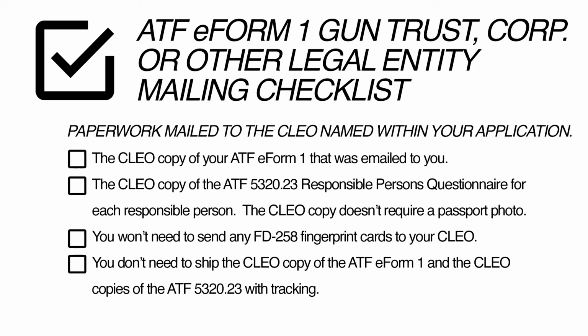The CLEO copy of your ATF eForm 1 that was emailed to you. The CLEO copy of the ATF 5320.23 Responsible Persons Questionnaire for each responsible person. The CLEO copy doesn't require a passport photo. You won't need to send any FD 258 fingerprint cards to your CLEO. You don't need to ship the CLEO copy of the ATF eForm 1 and the CLEO copies of the ATF 5320.23 with tracking. After your cover sheet and fingerprint cards are received by the ATF, your application is considered to be submitted. Once approved, the ATF will email your application tax stamp to the email address from your ATF eForm account. The ATF won't send you a physical tax stamp.